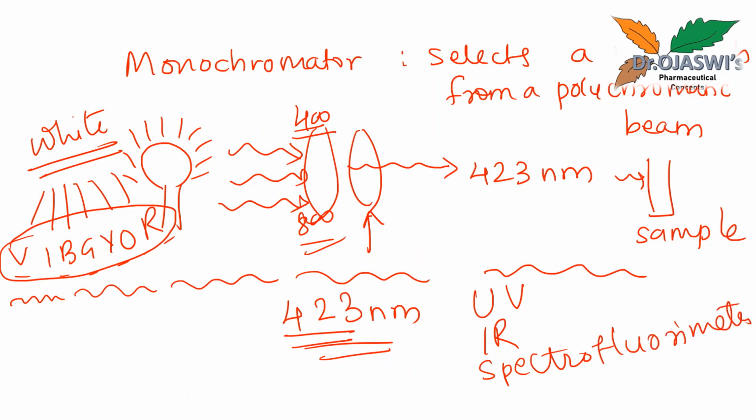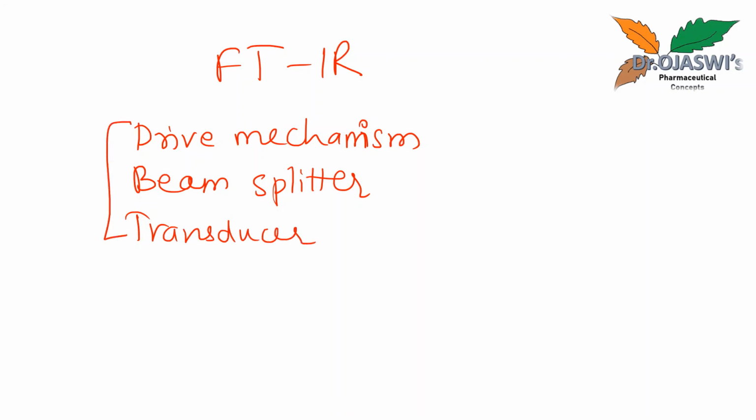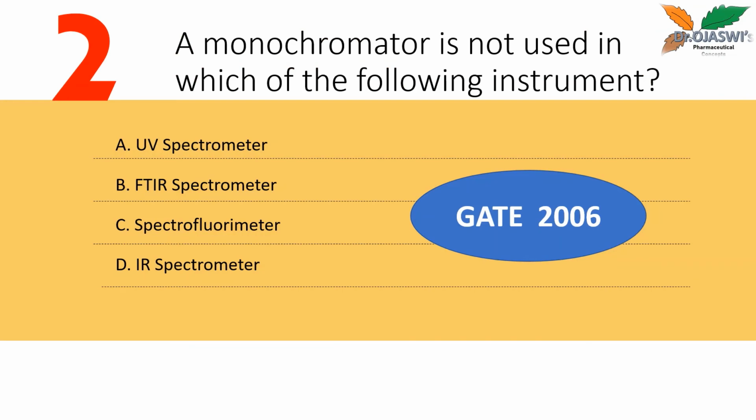in FTIR, the Fourier transform IR spectrometer, instead of that we have a drive mechanism, a beam splitter, and then a transducer. So in FTIR this monochromator is not present. Here our answer is FTIR spectrometer. It doesn't have a monochromator in it.